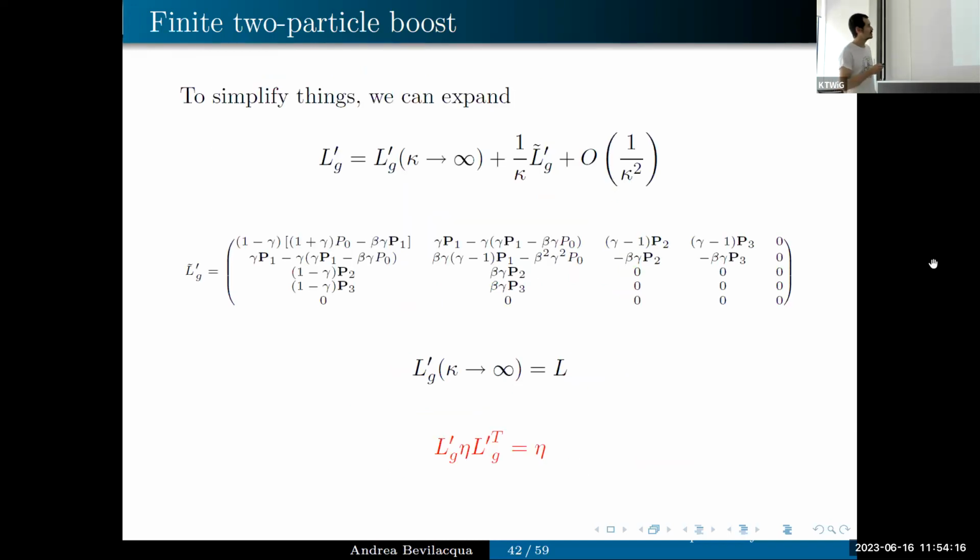Now, to simplify things, we can take this matrix and expand it at first order in 1 over kappa. So this is this matrix L prime tilde, and L prime for kappa which goes to infinity is the same as the undeformed one. And you can also explicitly check that they satisfy the requirement for a Lorentz transformation.